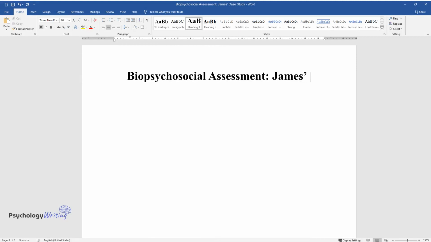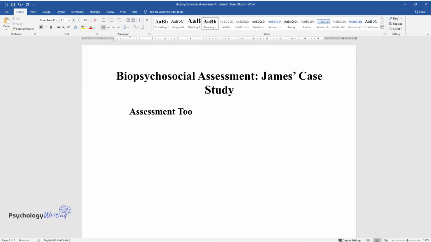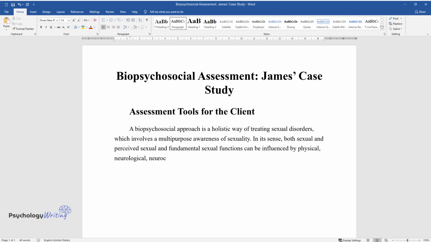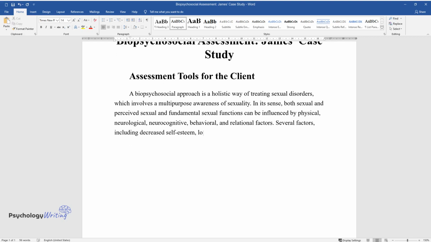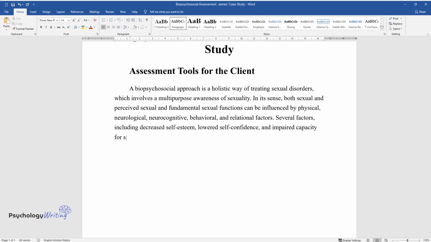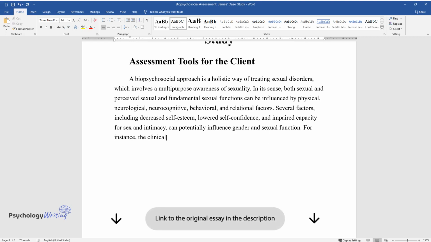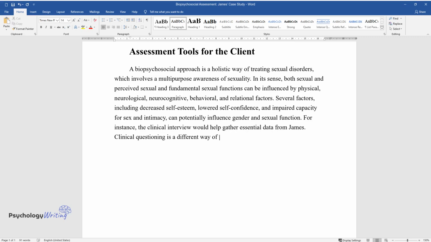Biopsychosocial assessment, James case study. Assessment tools for the client. A biopsychosocial approach is a holistic way of treating sexual disorders, which involves a multipurpose awareness of sexuality. In its sense, both perceived sexual and fundamental sexual functions can be influenced by physical, neurological, neurocognitive, behavioral, and relational factors. Several factors, including decreased self-esteem, lowered self-confidence, and impaired capacity for sex and intimacy, can potentially influence gender and sexual function. For instance, the clinical interview would help gather essential data from James.